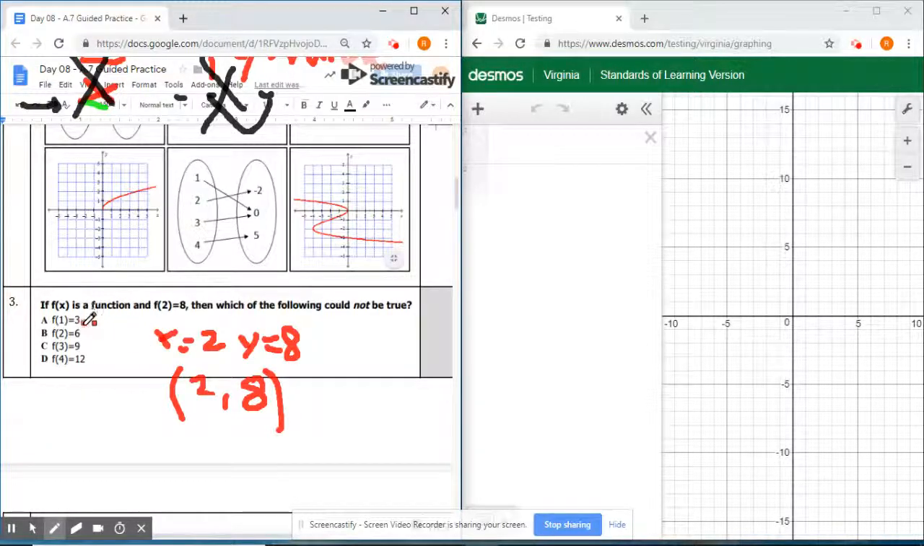Which of these would not be true, knowing that f of x is a function? So which one of these, along with (2, 8), would not make f of x a function? So think about that with your group. Remember to make sure to put all of your work here on the right side. That way you get full credit for today's practice.